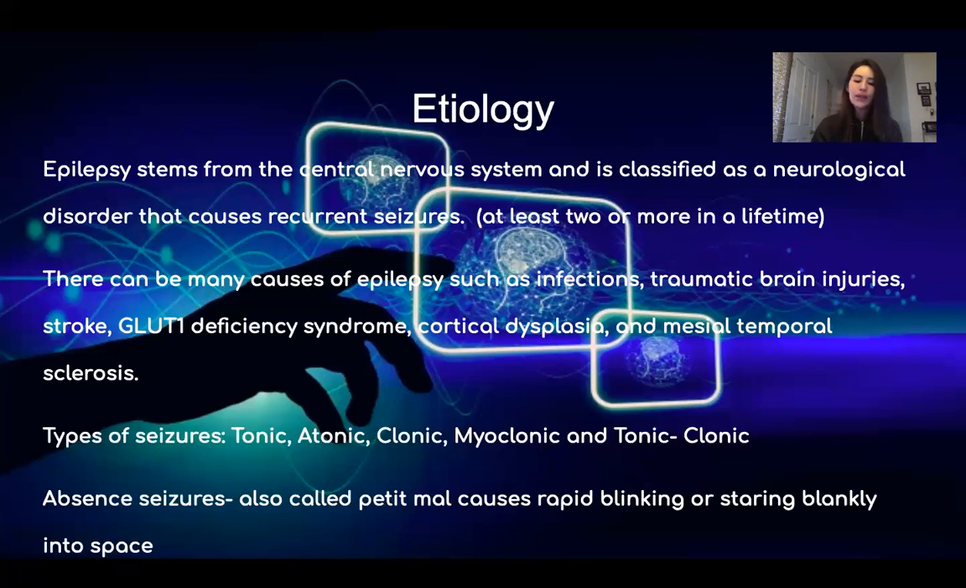There's also absence seizures, and these can be called petit mal seizures. These are seizures where someone is simply staring out into space. Another reaction is maybe rapid blinking of the eyes, but they kind of just look like they're staring out into space and daydreaming.